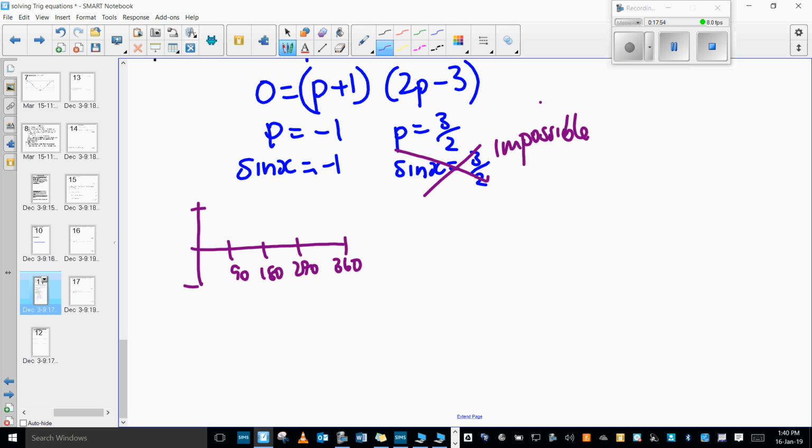Where does our sine graph start? At 0 or 1? 0. And then up, down, down, up. You know how to. I was listening to you. Okay, within that range, where is our graph equal to negative 1? 270. Yeah, 270. So x equals 270 is the only solution for this equation.